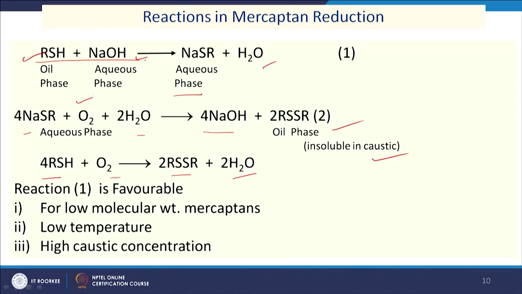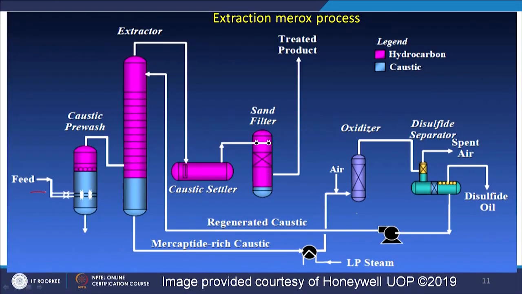Now, reaction 1 is mostly applicable for low molecular weight mercaptans, at low temperature and high caustic concentration. Now, we will see how the Merox process works. We put in the feed, then we need a caustic pre-wash. After washing, some mercaptan goes out, and the rest comes to the extractor, where we give sufficient time. Here, inorganic sulphides are removed, and then the mercaptan removal happens in this extractor. Then the mercaptan-rich alkali solution goes to the second step for air addition, and this is our oxidizer, where the catalyst is used.